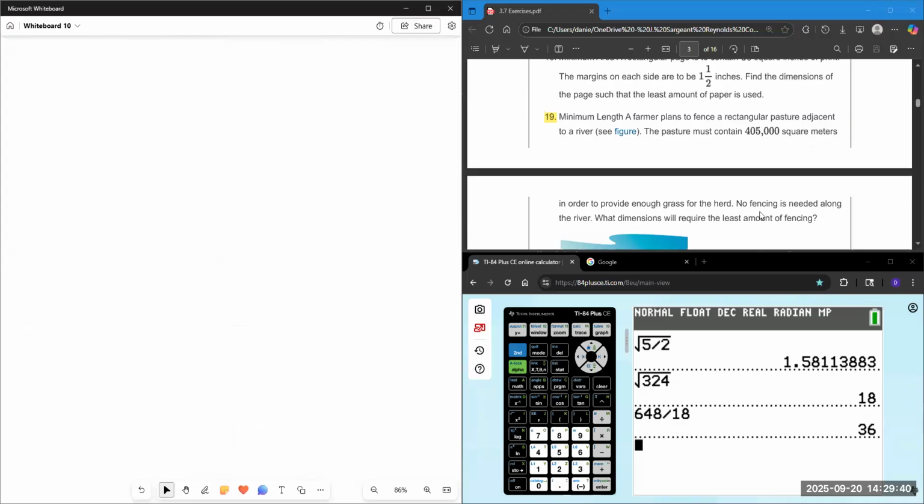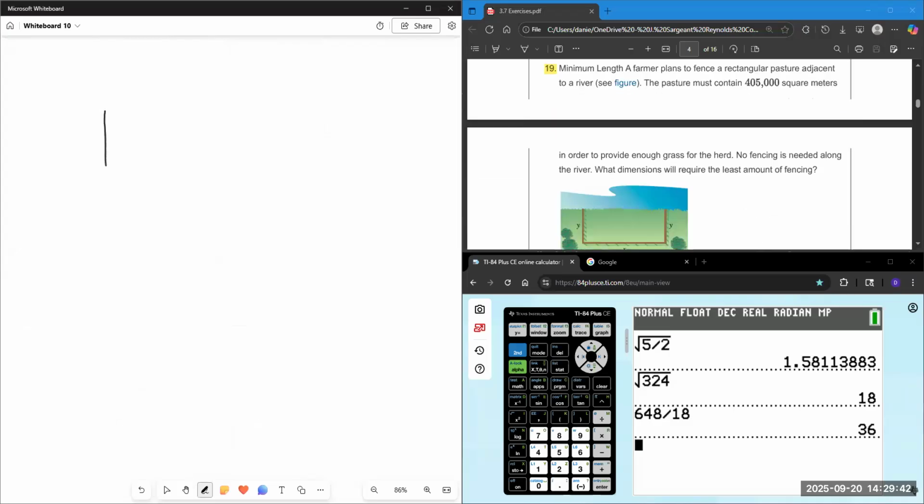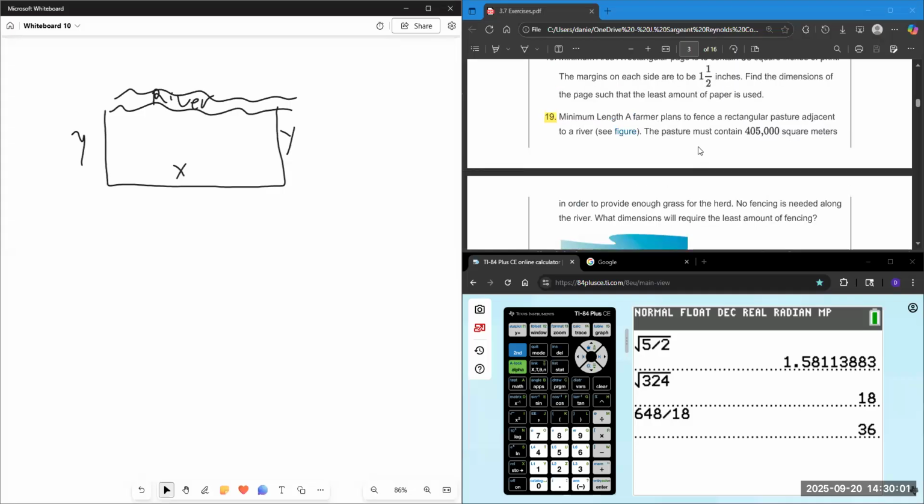We have a picture to go with this one. So we have Y and X. And then on this side is a river, so that you know what that blue stuff is in the picture. That's a natural boundary, that's a river, so we don't need to put any fencing on that side because whatever animals we're going to put in this pasture don't like water and they're not going to try and cross the river. They're probably sheep, because sheep don't like moving water.